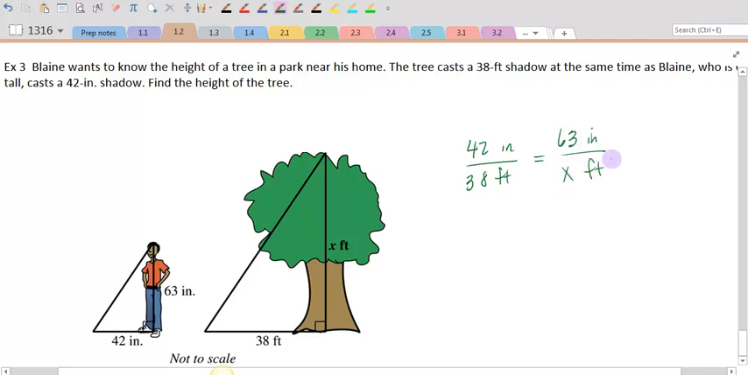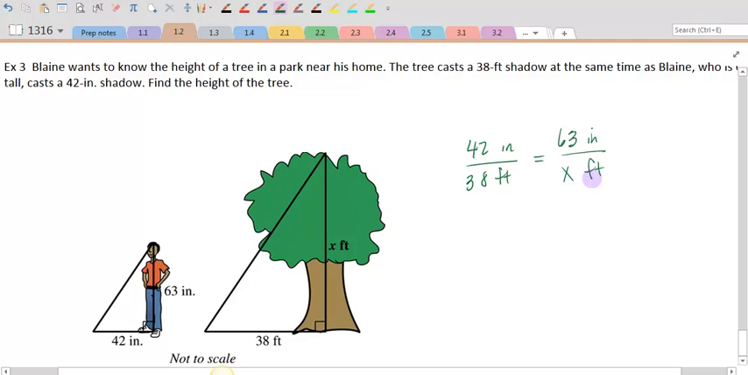Now notice that I'm not in the same units here. I'm in inches for the boy, and I'm in feet for the tree. But that doesn't matter. I don't have to have the same units as long as what I'm comparing is inches to feet, inches to feet.